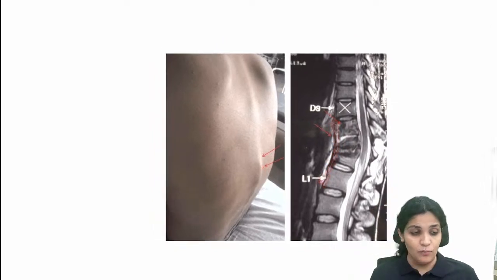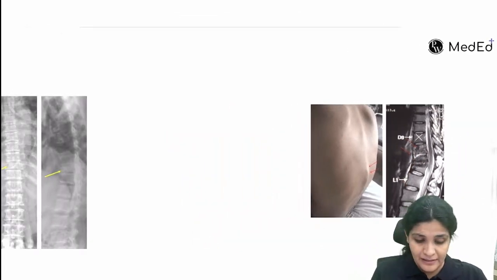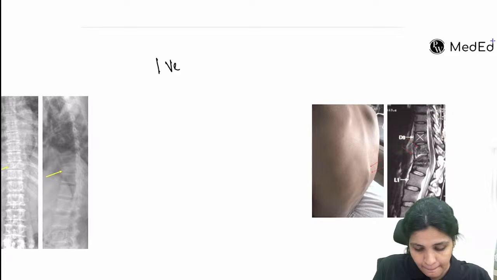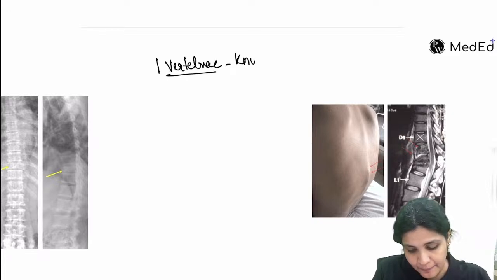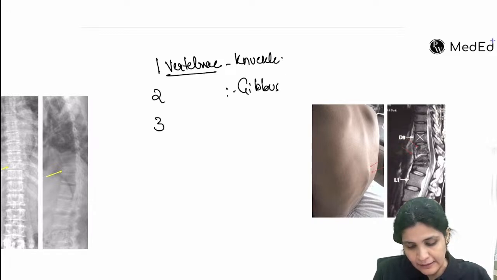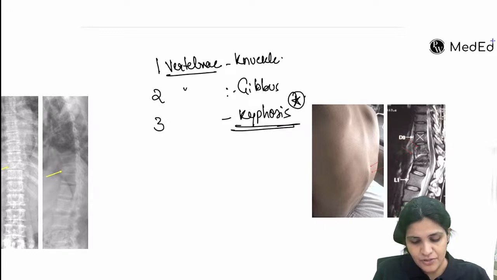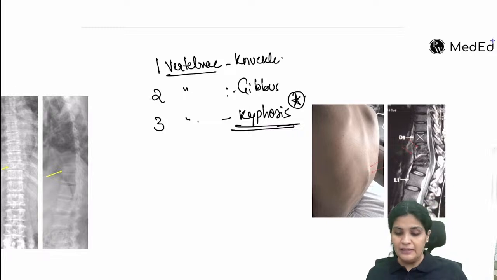And whenever you see involvement of one vertebra, the deformity is called knuckle. Deformity of one vertebra is knuckle. Deformity of a few vertebrae is called gibbous. Deformity of many is called kyphus. So what deformity is usually seen in TB? It is kyphus, right? So kyphosis you see in tuberculosis.